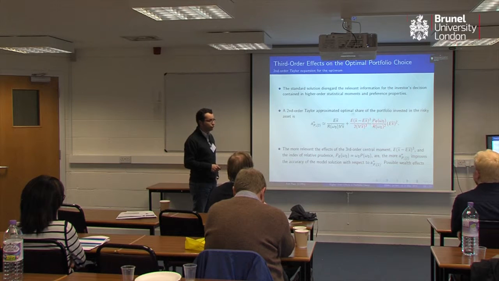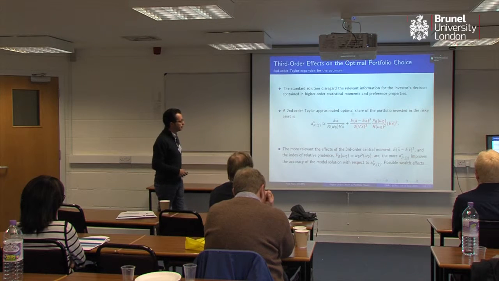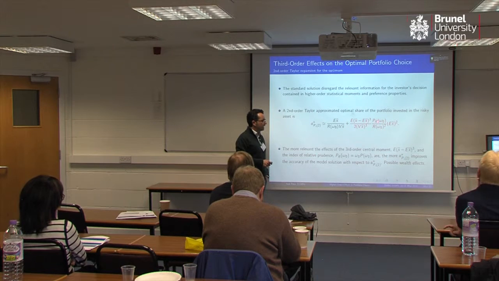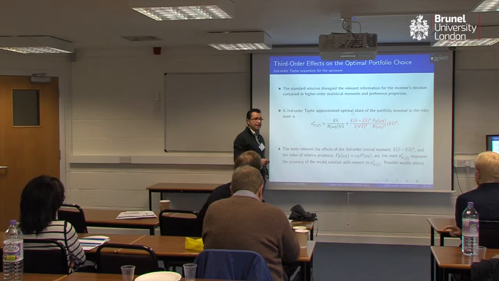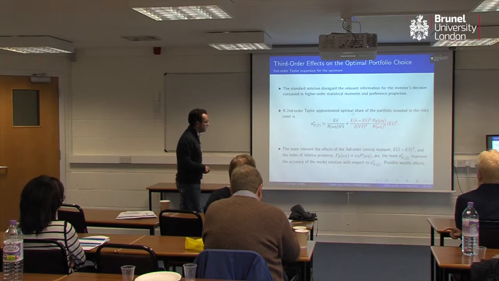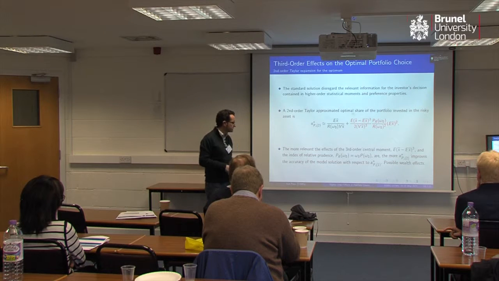And now we can see here in red the new term that comes up from a higher order approximation. As you can see, now the third central moment matters, as well as the coefficient of relative prudence. So we have now the effect of both the higher order statistical moments of the distribution and higher order risk preferences. So now they do matter in the optimal allocation invested in the risky asset. Okay?